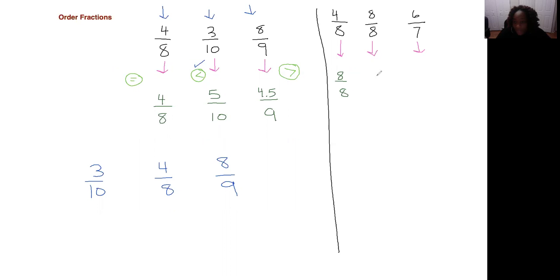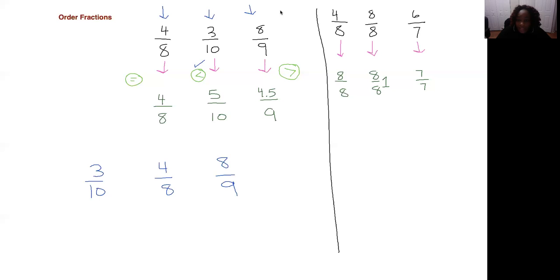All right, let's do the same thing here. This is already written as ones, so it is 8 over 8, or I can simply put 1. Okay, it's already written as 1. And then for 6 over 7, when this gets rewritten, I bring down the 7. In order to make it equal 1, I also have to put 7 in the numerator.